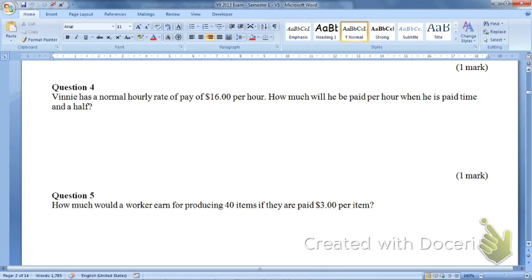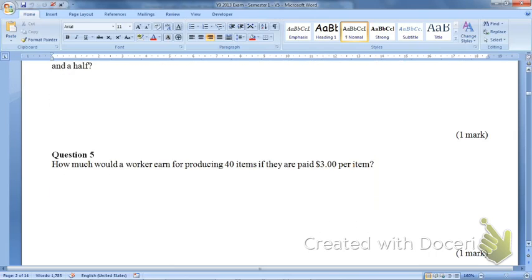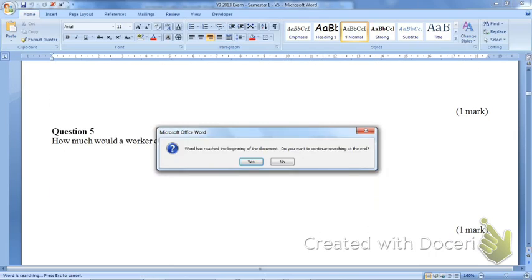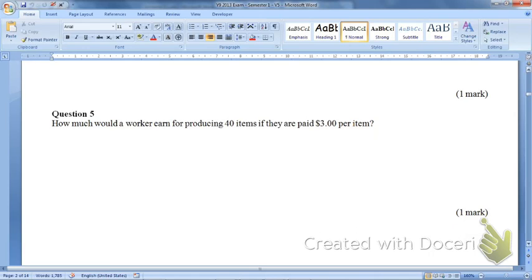Question 5. How much would a worker earn producing 40 items if they are paid $3 per item? Okay, so it's 40 lots of 3. 40 lots of 3 is 120. All you need to do is multiply the two numbers together.